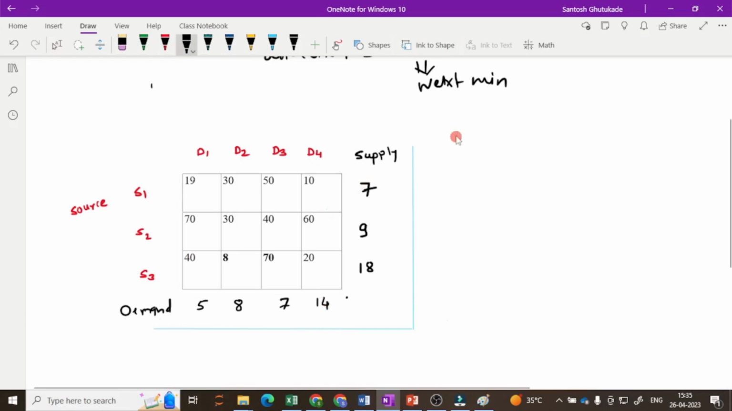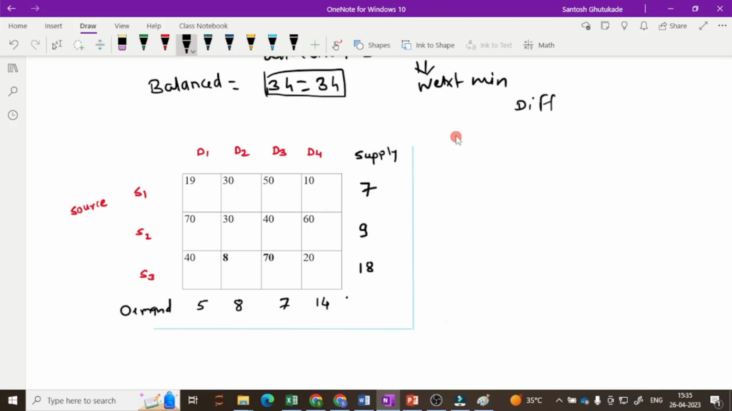So first step, we check whether the problem is balanced or not. Here the supply is 34 as well as the demand is 34, so we can solve the problem directly by the VAM method. So what is a penalty? Penalty is nothing but the difference between the minimum value and the next minimum value.